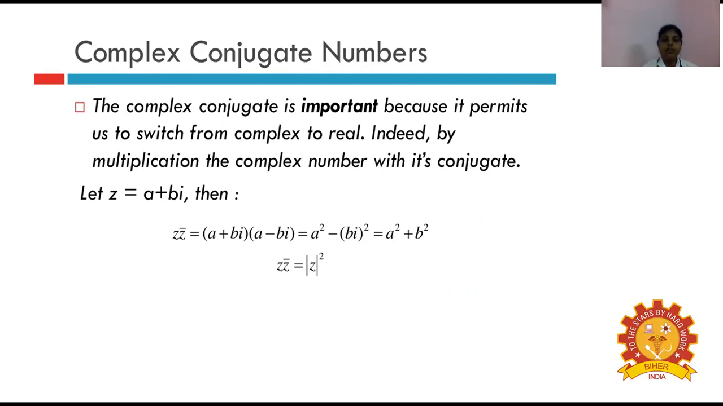Let Z equal to a plus bi. Then Z into Z bar equal to (a plus bi) into (a minus bi) equal to a square minus (bi) the whole square. It looks like the formula (a plus b) into (a minus b) equal to a square minus b square. So a square minus i square b square, where i square value is minus 1. Already minus is there, so plus b square. Therefore Z into Z bar equal to modulus of Z whole square.